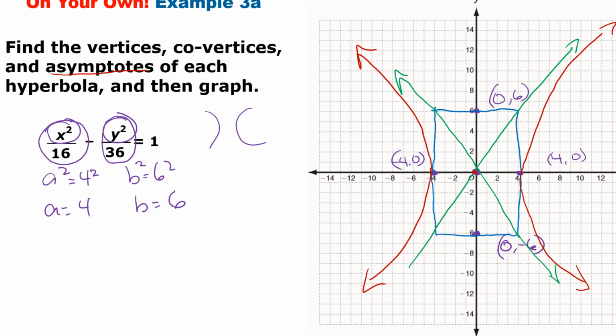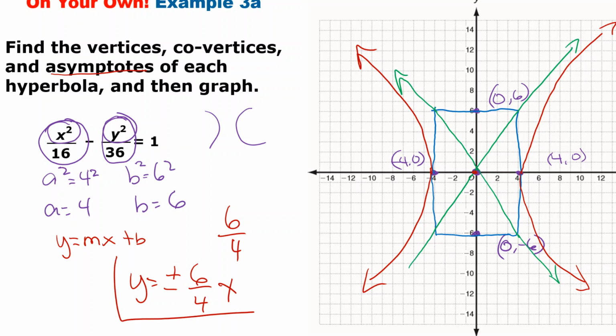So I'm going to remember my format y equals mx plus b. And I can easily see my slope is rise over run. So I rise 6 and I'm going to run 4. So 6 over 4 is my slope. And since they're both centered at 0, I can say y equals plus or minus 6/4 x. And that is the final answer. That's all you need to do.